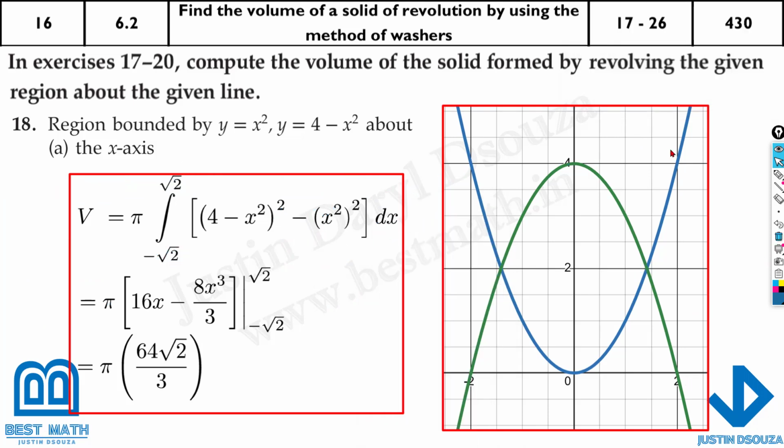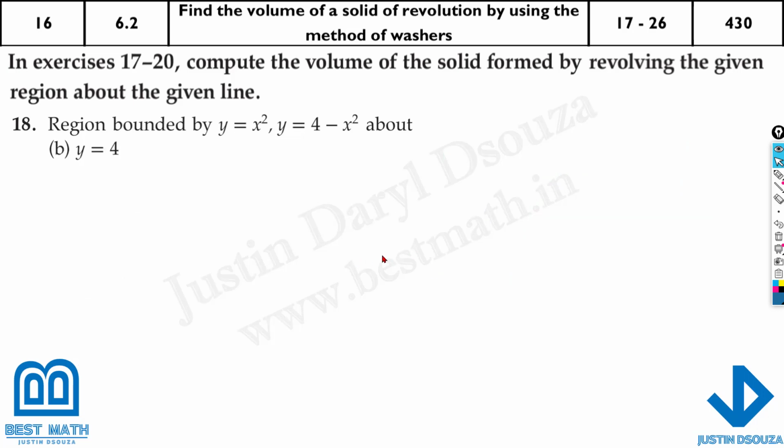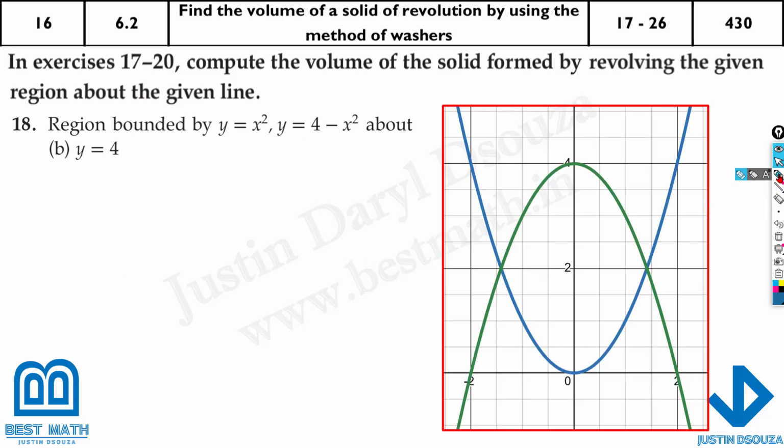So that's the thing. But please do a brief graph, like a simple graph, and then try to figure it out. At least write these values and all. So that will help you in your calculation. Now, what about this one? Let's use the same graph because it's the same thing, part B. It's along y is equal to 4.